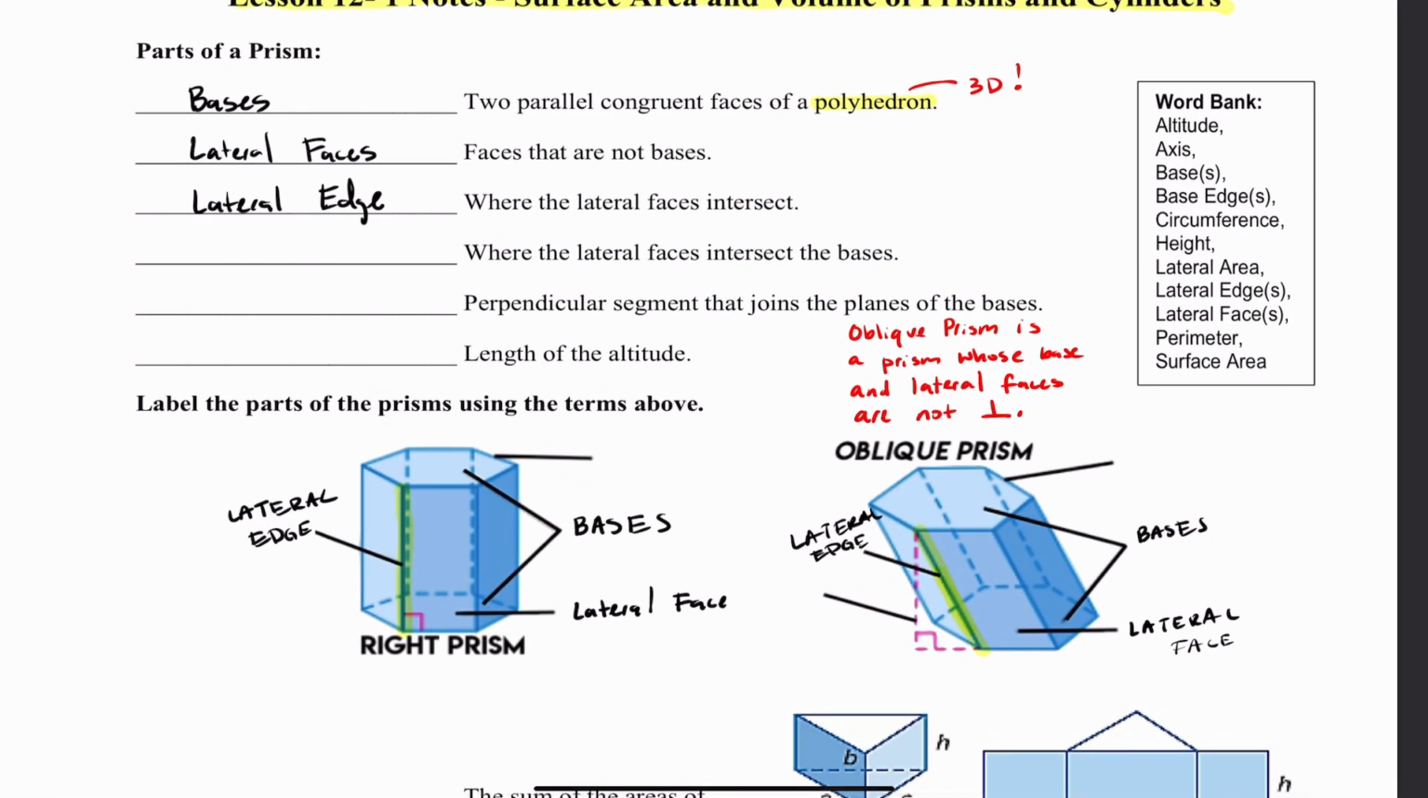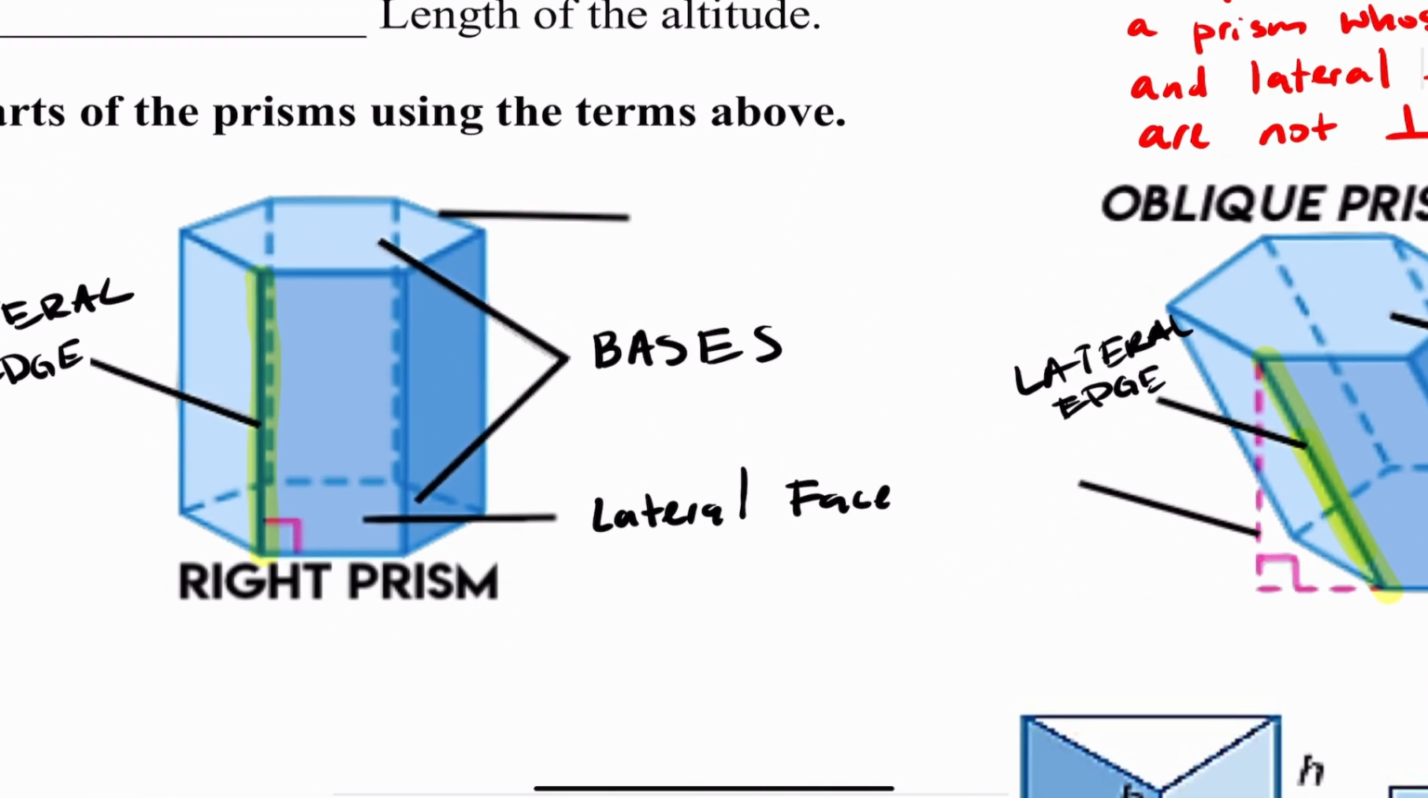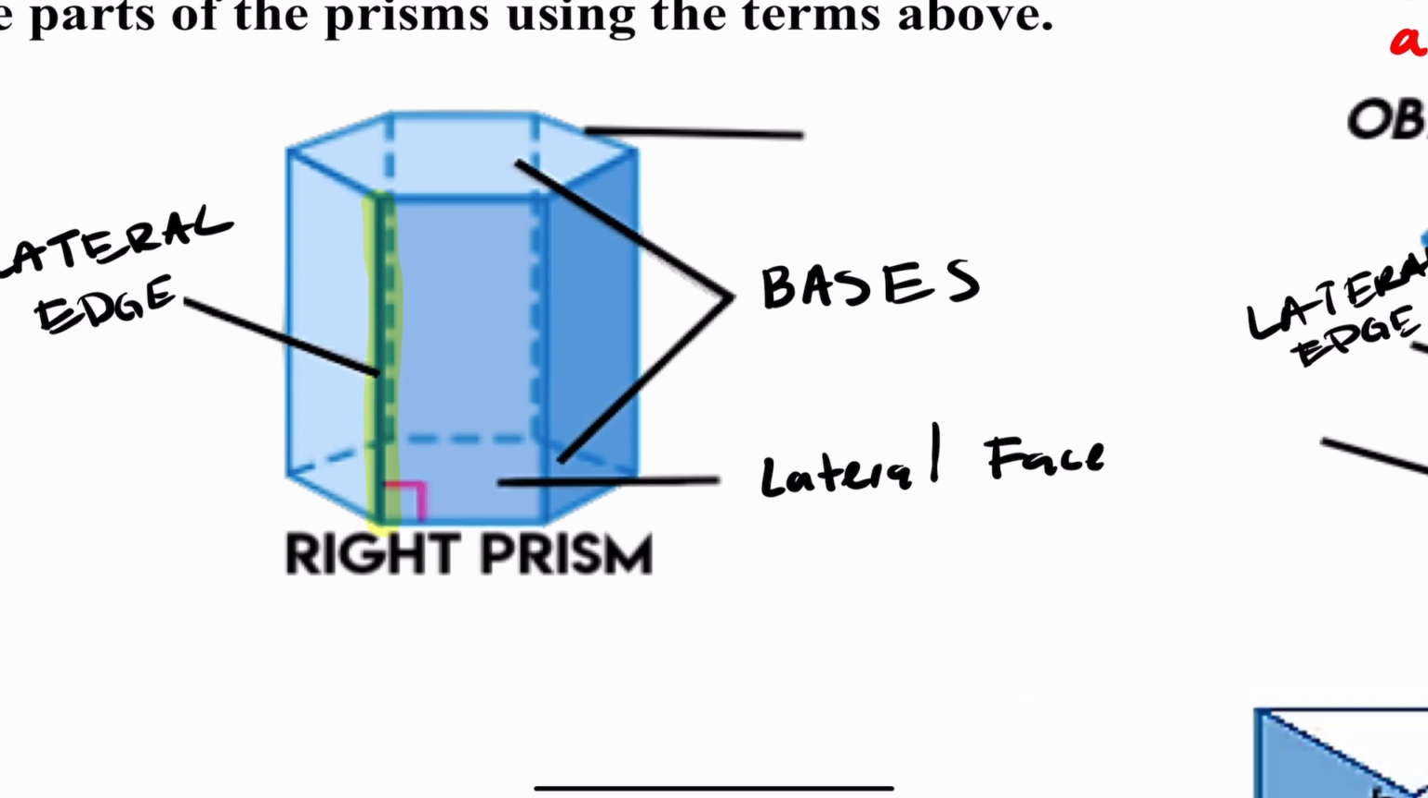Now, the base edge is where the lateral faces intersect the bases. This base and also this side over here, that lateral face, intersect at this particular edge. Or if we want to be more clear, this is a lateral face, this is my base here, and they intersect at this particular edge. We call that the base edge. So this face and this base intersect at this particular edge. We call that the base edge.